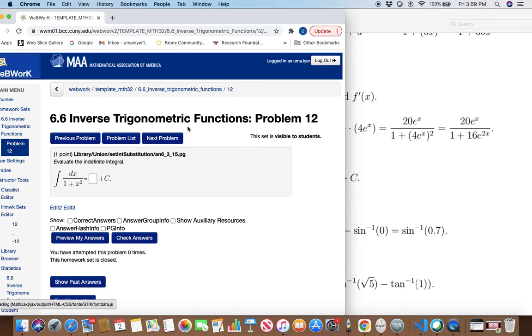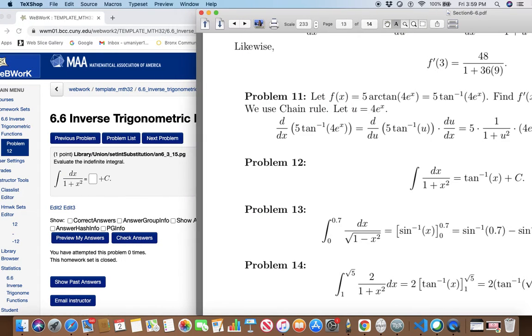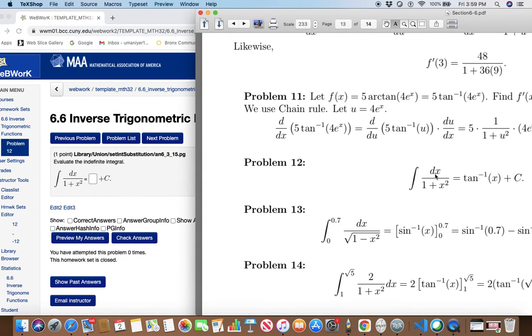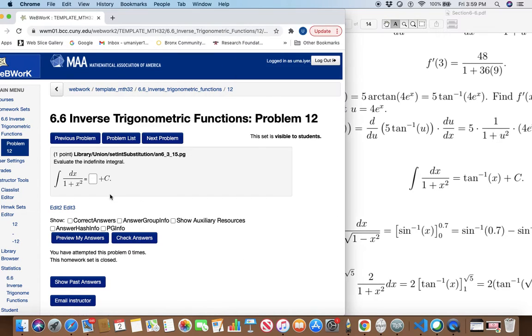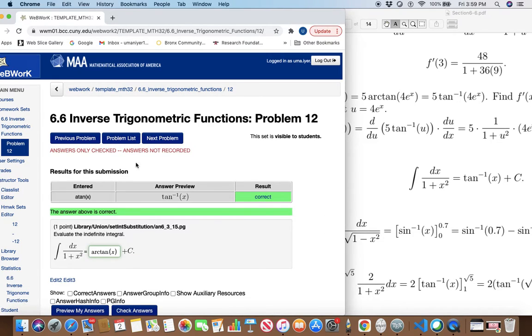Fantastic. Next, integral. Well, this is straightforward. That's the formula. The integral of 1 by 1 plus x squared is tan inverse x. So this is arc tan of x. That's your simple formula.